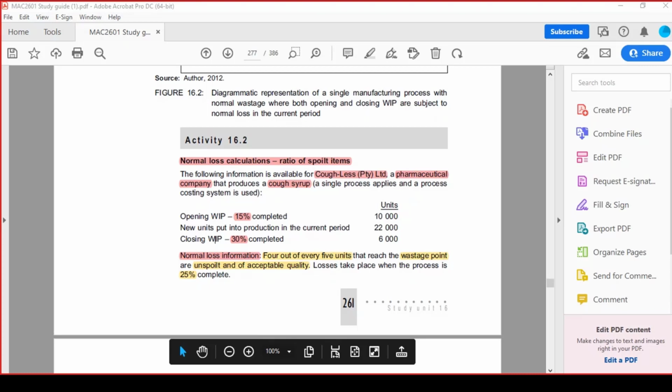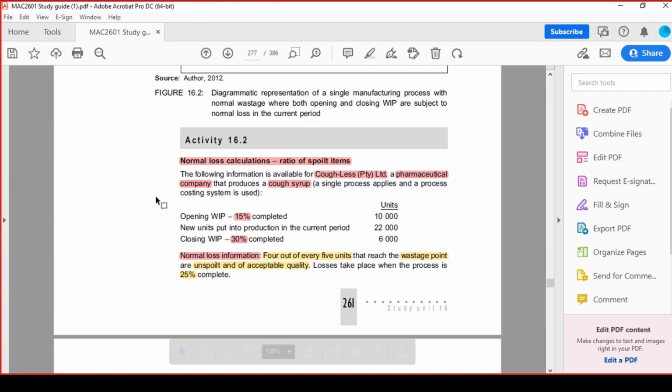How did you approach it? Okay, let me explain how I approached it. I might be wrong, but I'm going to be wrong with pride because I even drew a timeline. First of all, my opening WIP is at 15%. My wastage point, according to this, is 25%. Is the 15% less or greater than the 25%? No, it's not. So I'm going to keep the opening WIP. That was my first point.